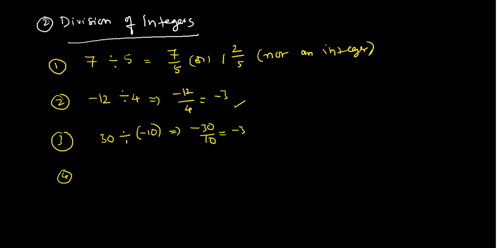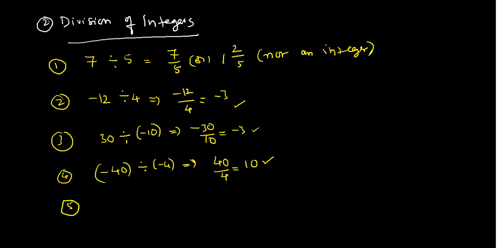Next one. When a negative integer is divided by a negative integer, we get a positive number. Suppose you take minus 40 divided by another negative integer, minus 4. Then we can write this as 40 by 4, which is 10. So when a negative integer is divided by a negative integer, we get a positive number. 10 is a positive number here.